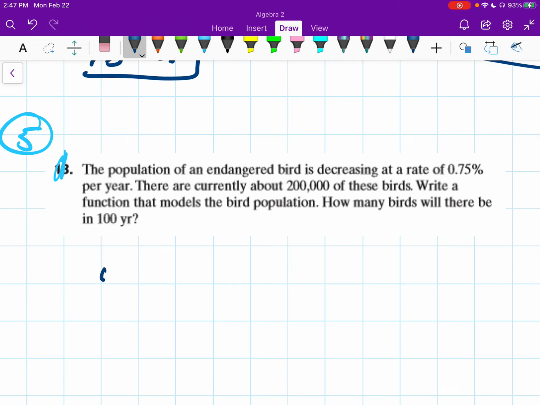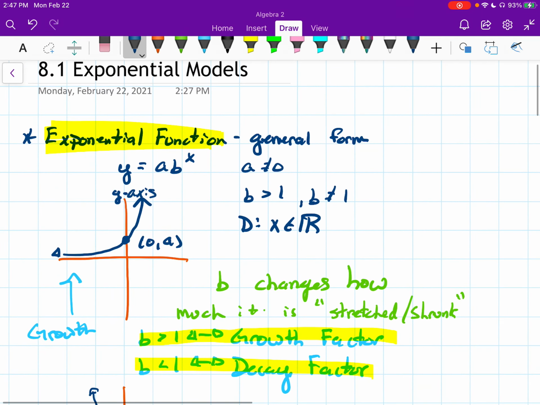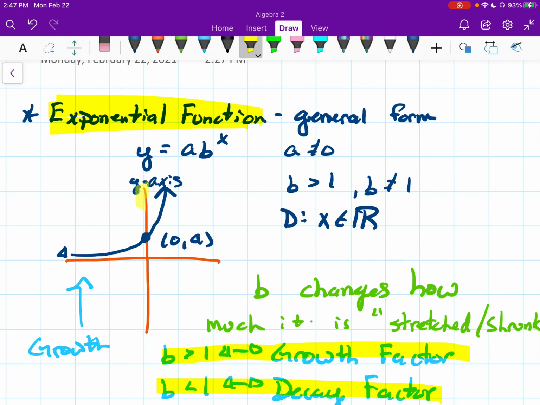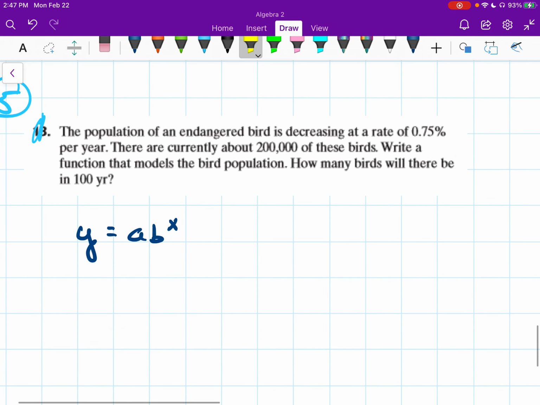So starting off, let's look at our standard form of the equation: y equals ab to the x. Now, in our model, right now we're on the y-axis. Let's go back up to the top here. Whenever we're on the y-axis, we're at the point (0, a). So a should be easy for us to fill in here because a is going to be 200,000. Right now we're starting off at 200,000. So this we can plug in really quickly. This is going to be y equals 200,000 b to the x.